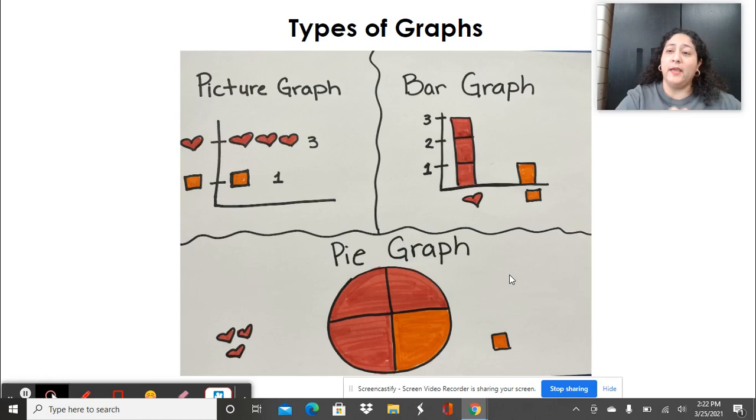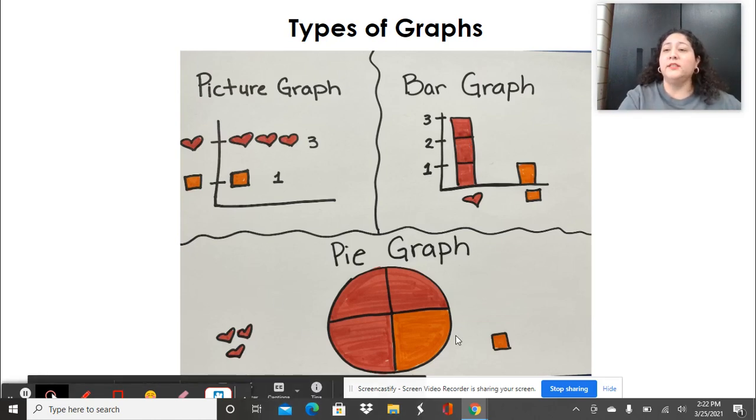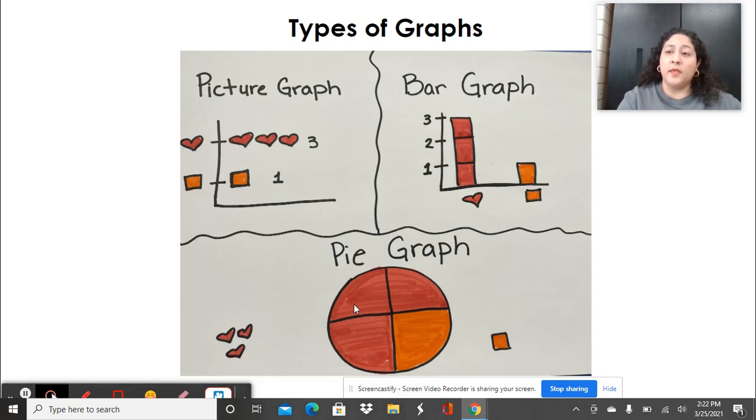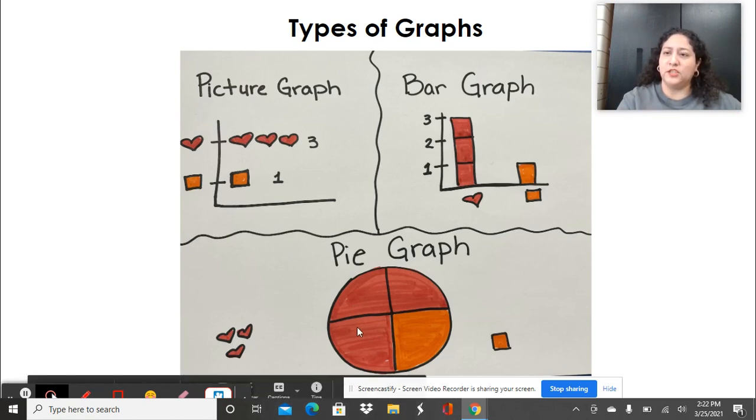Okay, so today, Wednesday, we are going to be talking about the last graph. This one is called a pie graph. And it's called a pie graph because if you look at it, it kind of looks like a pie, right? Or a pizza. So with this one, with all of them, you can kind of have the same information, but they just look different. So this one is called pie graph.